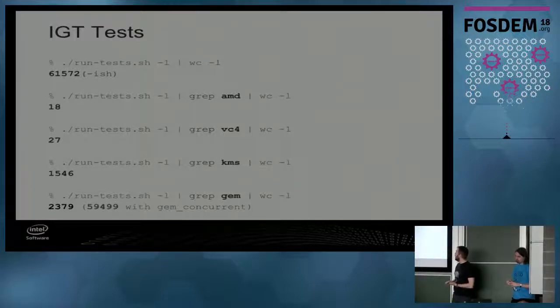There are 18 tests dedicated for the AMD, 27 tests for VC4, mostly by Arek and Holt. And also we have 1,500 tests for KMS, and those should be mostly vendor agnostic as well, because KMS is a cross-vendor API. Kernel mode setting, so it's for setting resolutions and displaying images on the frame buffers. So those should be mostly vendor agnostic.